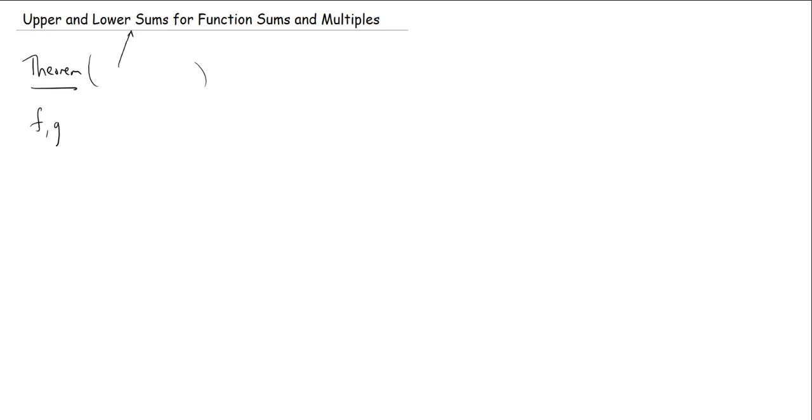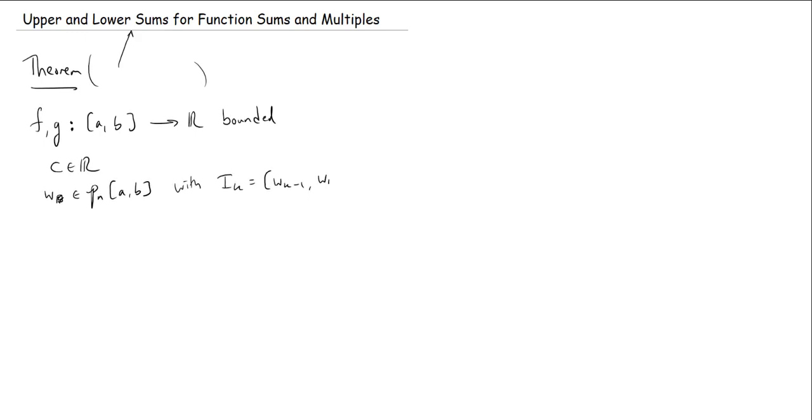So we're going to start with two functions, f and g, with, say, the domain [a, b]. Of course, because we want to eventually compute upper and lower sums, we're going to assume that these are bounded functions. C is going to be some real number. And then I'm going to take a partition. Since we're talking about upper sums, I need to have a partition in play. So this will be some n-partition W of the interval [a, b], and I'll use my typical notation denoting the kth interval in the partition by I sub k. So I sub k will go from w_{k-1} to w_k, and of course this is for k equals 1 to n.